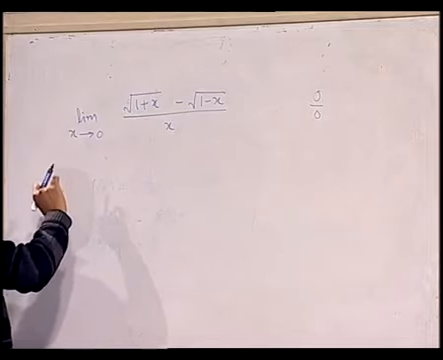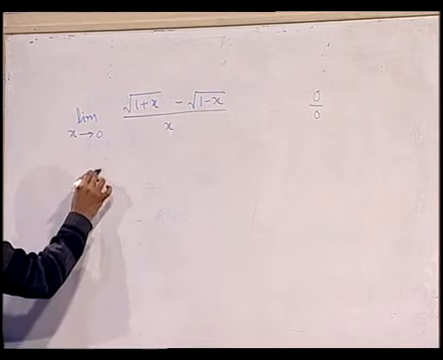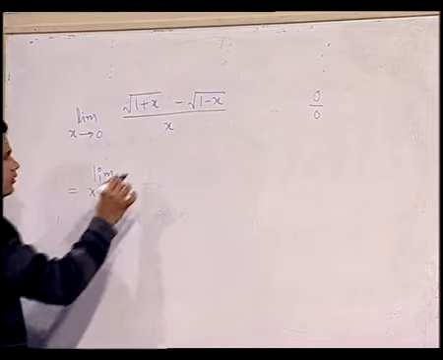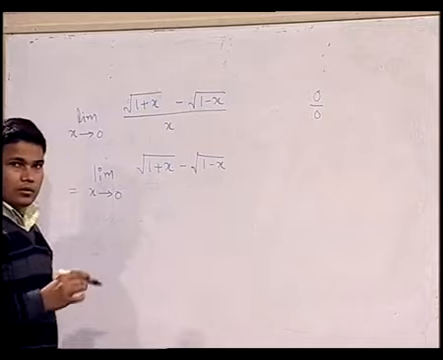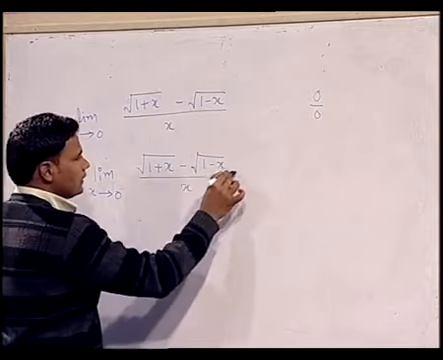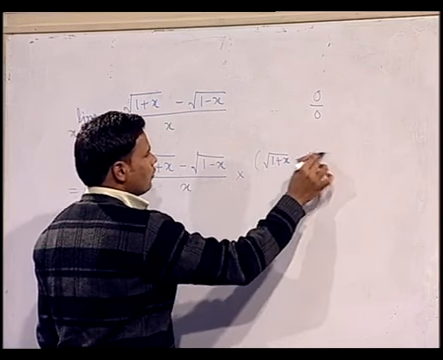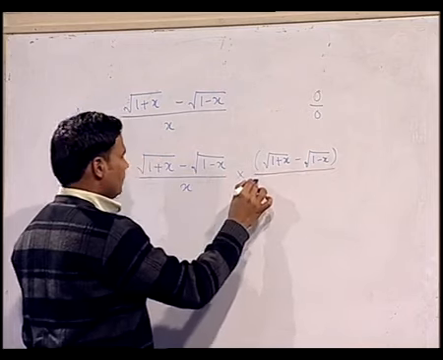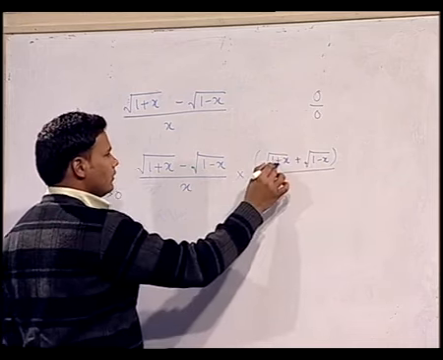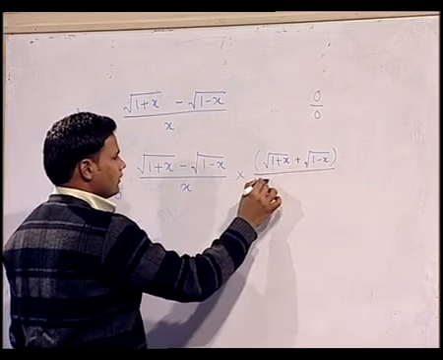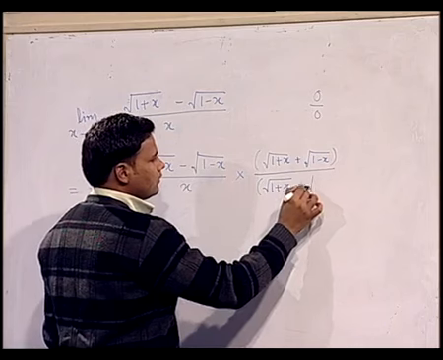For this, we have to rationalize this. So now this is equal to limit x tends to 0, (square root 1 plus x minus square root 1 minus x) upon x, and we multiply here with square root 1 plus x plus square root 1 minus x and divide by the same.